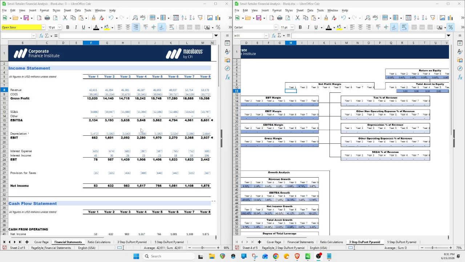Net profit margin is net income over revenue. So we will go and source that from the financials and enter it into our Excel.